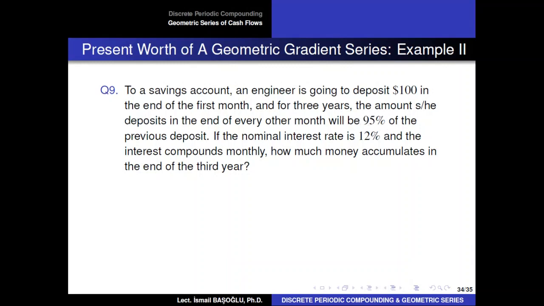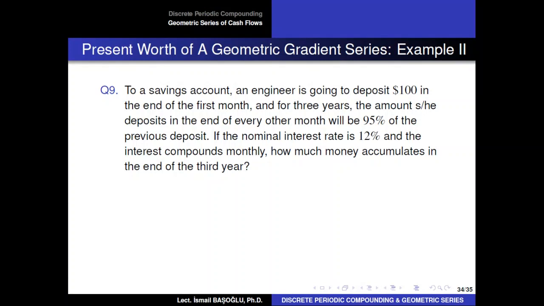Okay, let's read the question, then I will draw the picture. If the nominal interest rate is 4%, the interest compounds monthly. So this is the nominal interest rate. Be careful, the yearly nominal interest rate. The interest compounds monthly, then the effective monthly interest rate will be 12 by 12, which is going to be 1%. How much money accumulates at the end of the third year? So what is the total amount of money accumulated at the end of the third year?